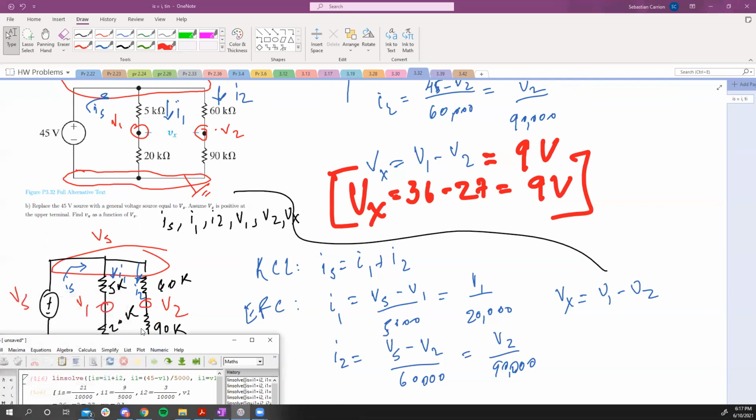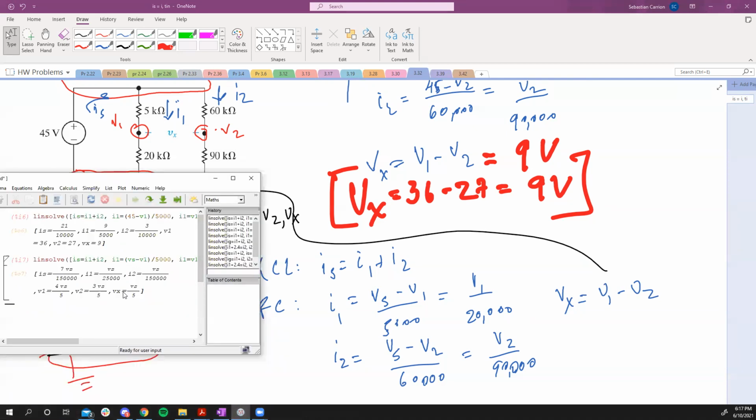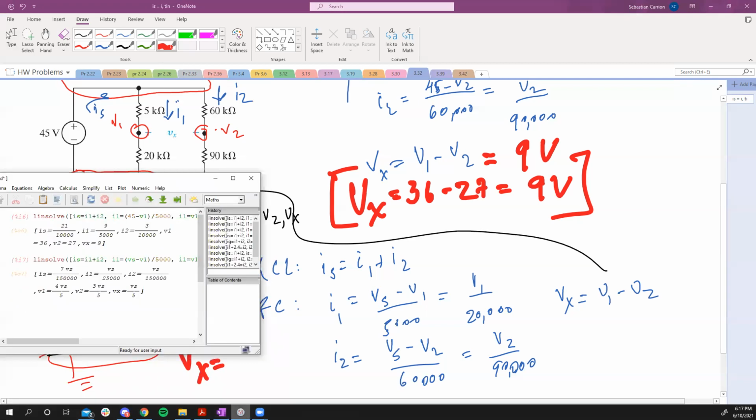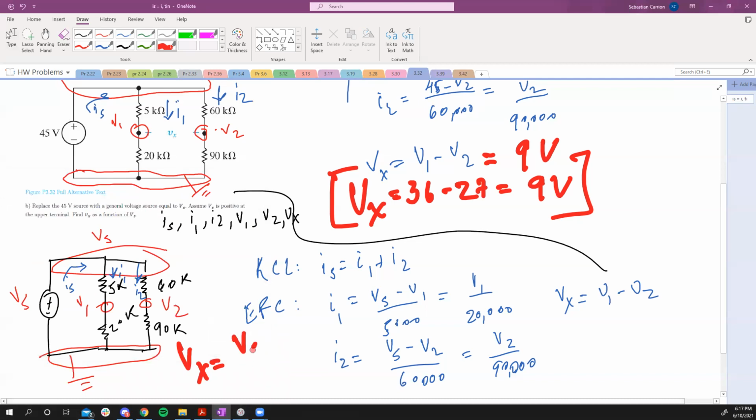All right. So then we see that Vx is a function of Vs over 5. So Vx is equal to Vs over 5, and that would be our answer.